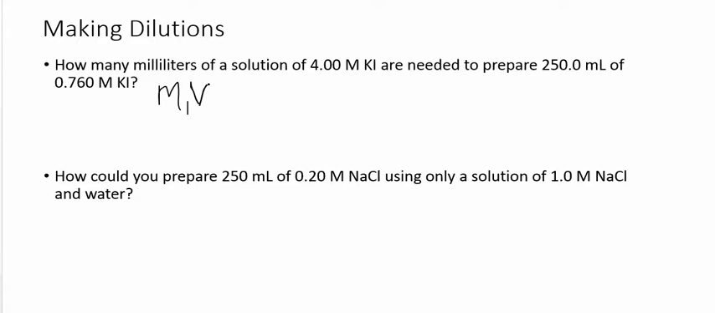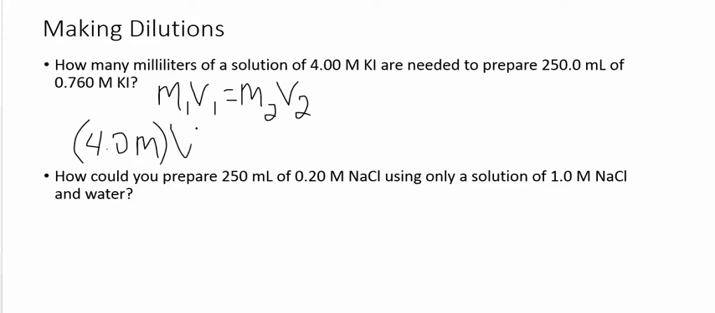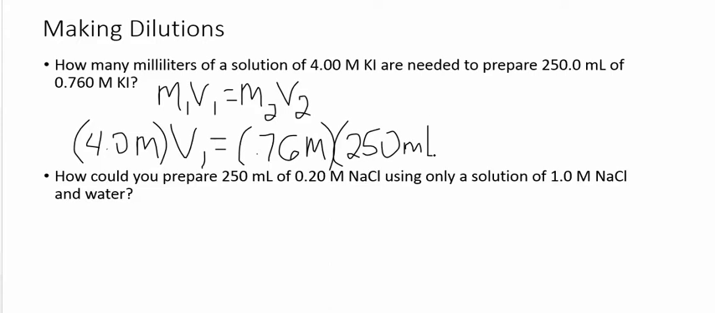So we have M1V1 equals M2V2. My initial molarity is 4. My initial volume is what I'm looking for. My final concentration is 0.76 molar. And my final volume, you can actually leave this in milliliters if you want to, or you can change it to liters. Either way. Solving for V1, I would require 47.5 mL of the 4 molar solution.